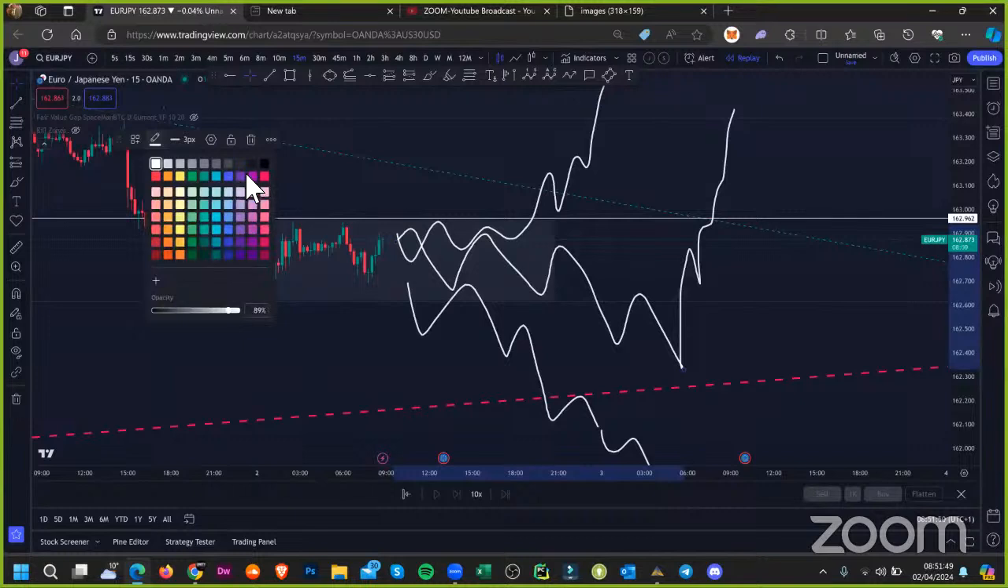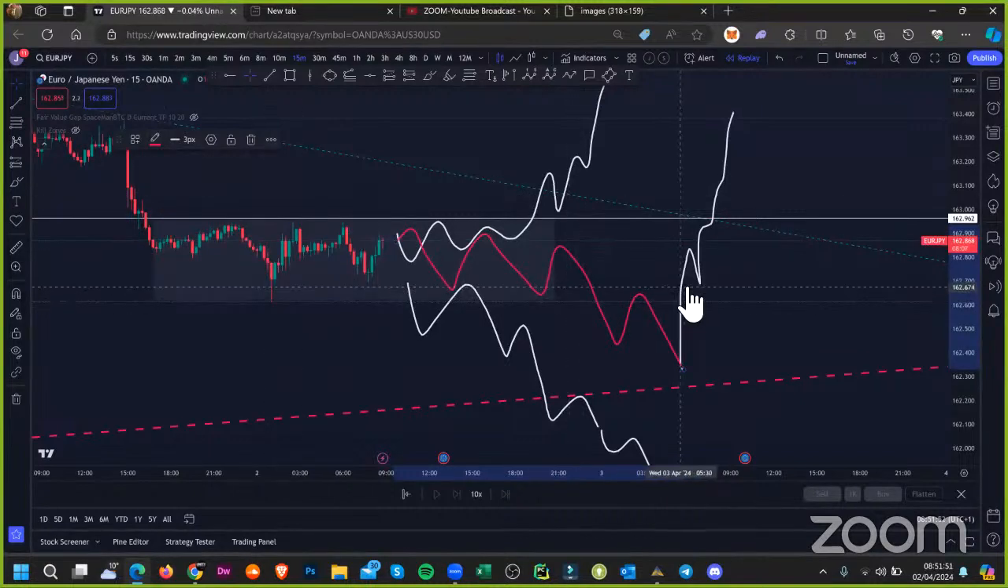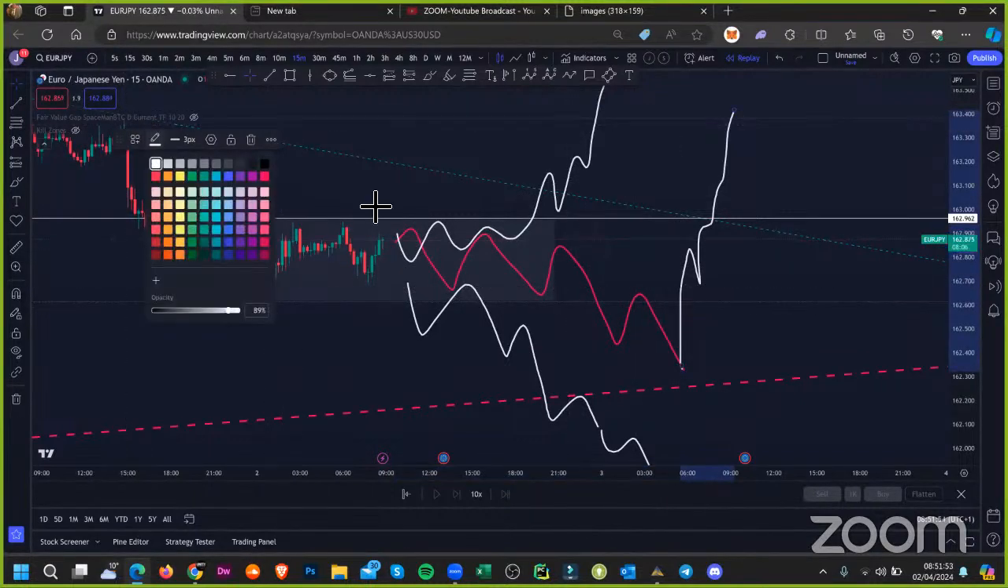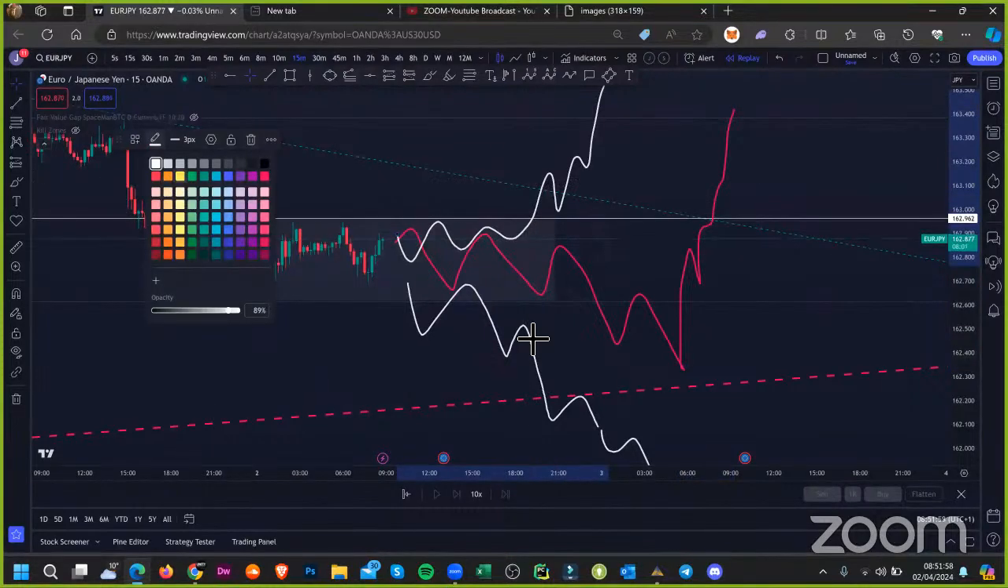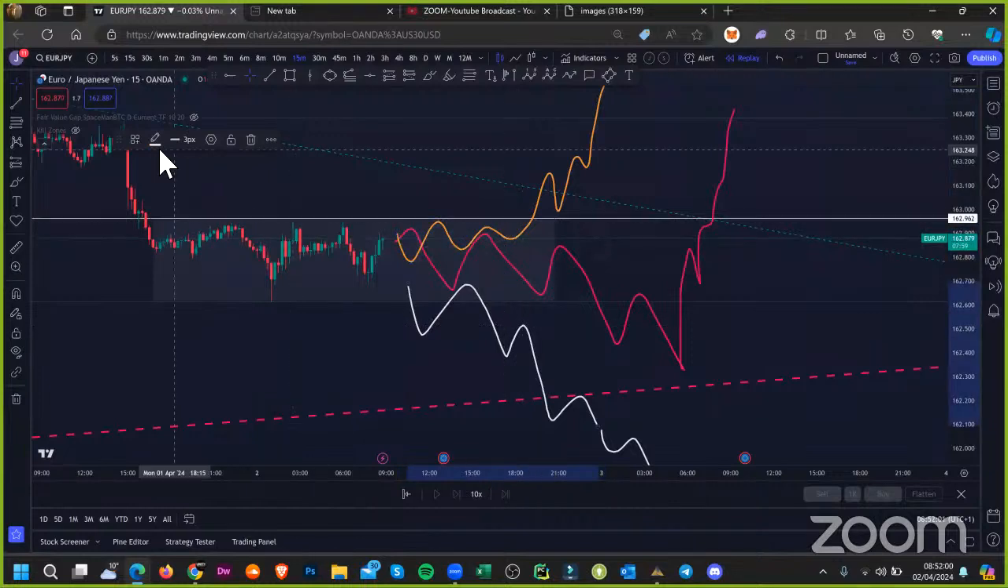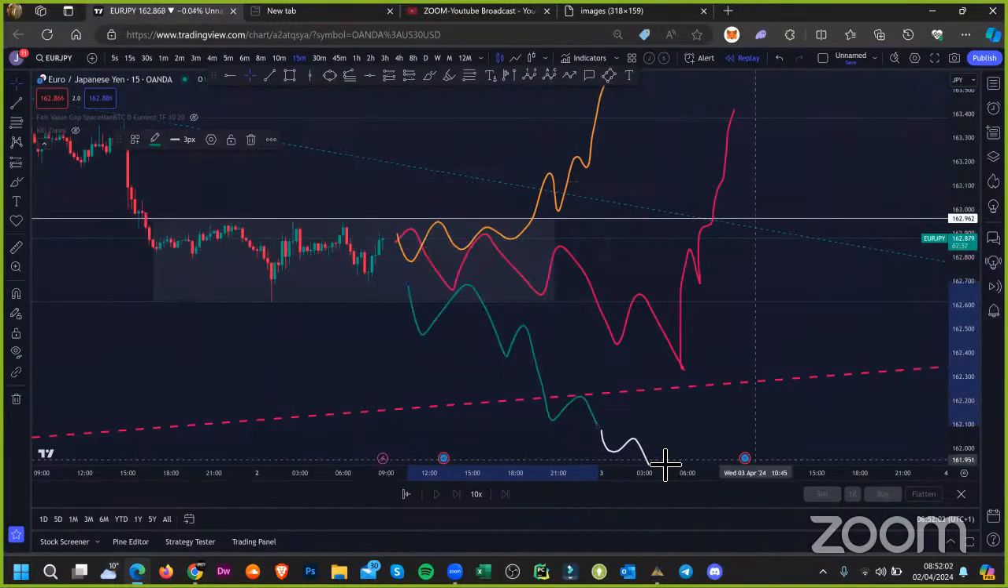This pink one's the most likely. Then potentially I'd say we have this one here as the second most likely, and this one here as the third most likely. But at the same time, that's just my opinion. That's not backed up by information. That's just backed up by what I would prefer to play.